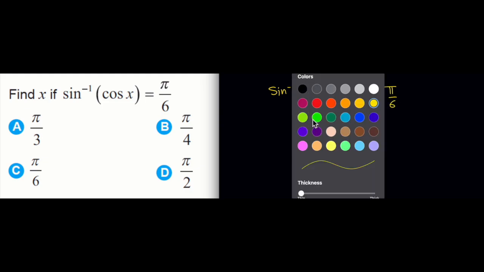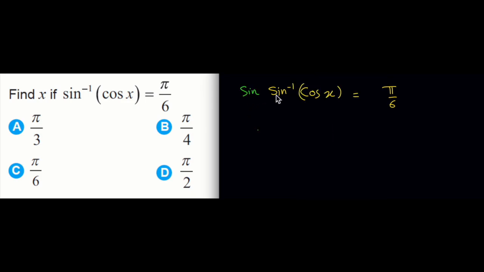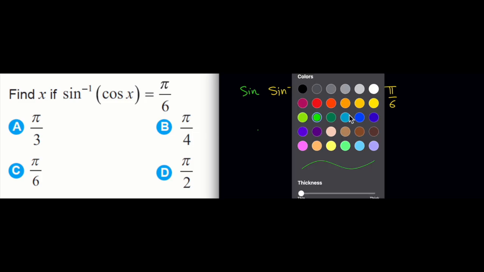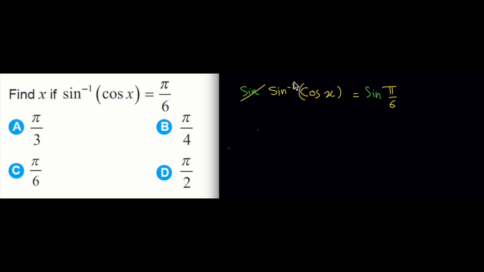If sine inverse of cosine x equals pi over 6. Now, how can we find the value of x? In this question, we will just multiply both sides by sine x. You know why? Because sine x will cancel with sine inverse. So we will multiply both sides by sine x, like this. Now we can cancel sine with sine inverse. It means cosine x equals sine pi over 6.